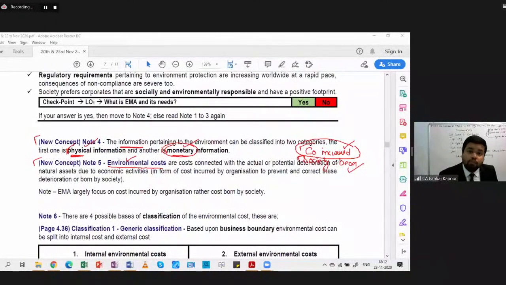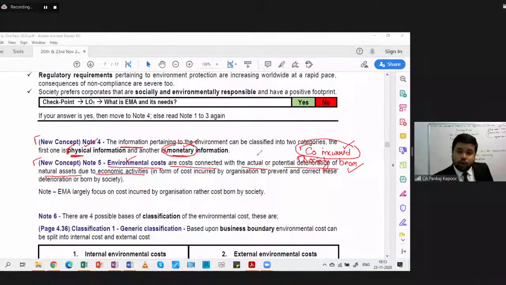No doubt, we must act in such a manner that our environmental impact is low. We must act in such a manner that we do not create pollution. But still, it is possible that despite taking all the care, there might be some amount of pollution, and the society will bear that particular cost. So now read this environment cost definition along with me. Environment costs are the costs connected with the actual and potential deterioration of natural assets due to economic activity.